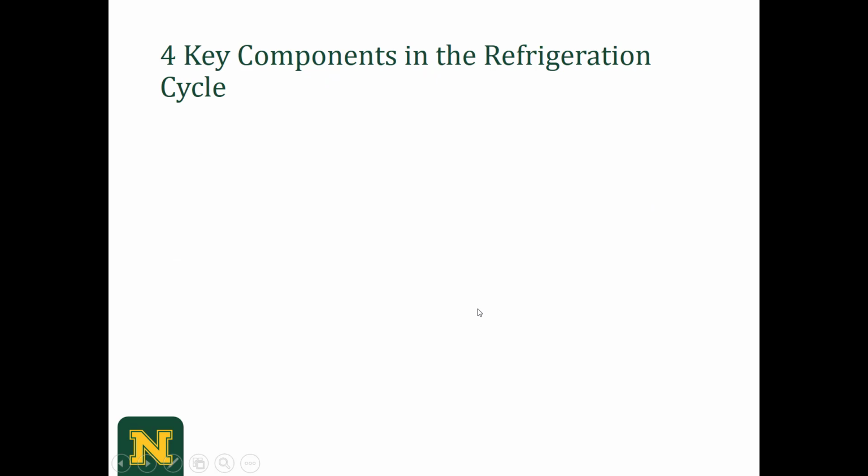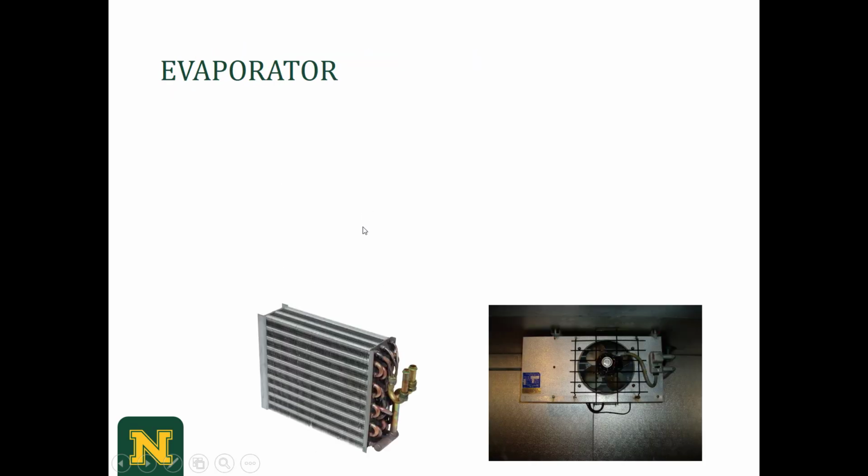So we have 4 key components when we start understanding how the refrigeration cycle works. Number 1 is the evaporator, 2 is the compressor, 3 is the condenser, and 4 is that metering device that we just talked about. So let's start with the evaporator here. Evaporators look something like this. These are on different refrigerator units.